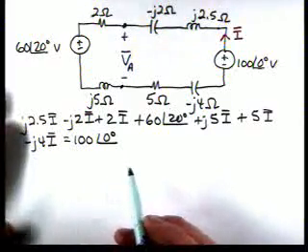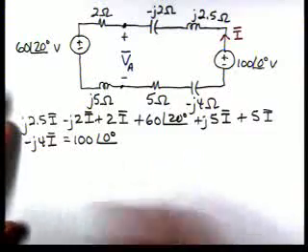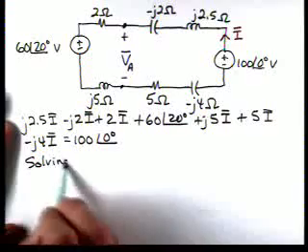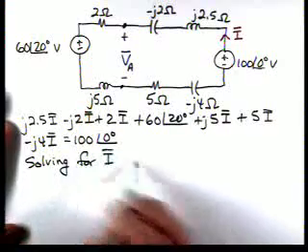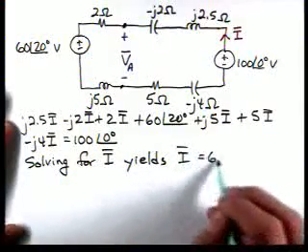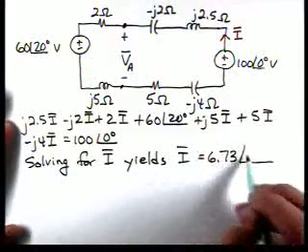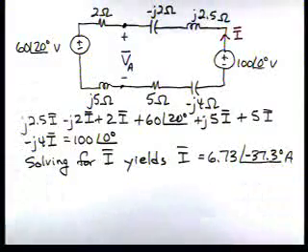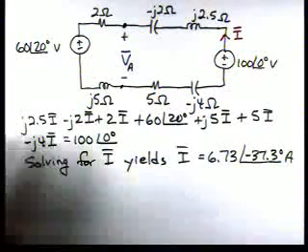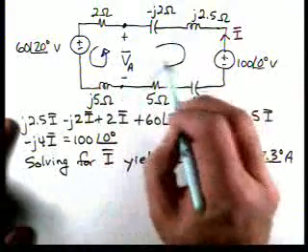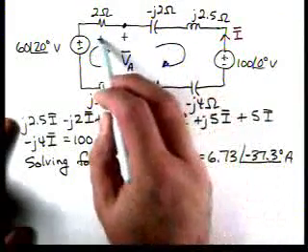And if we solve for I, that yields I equal to 6.73 at an angle of minus 37.3 degrees. So there's the current. Now, we need to calculate the voltage VA, and we can do that by either going around this loop or we could go around this loop. Let's go on this side.